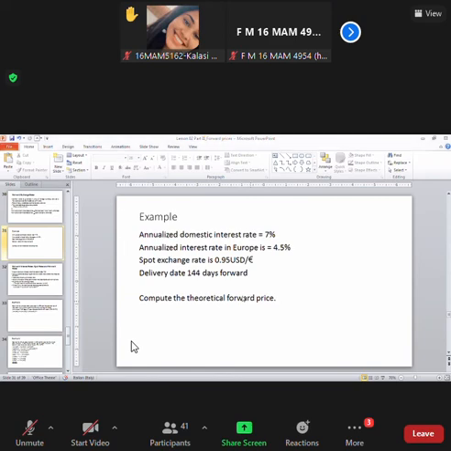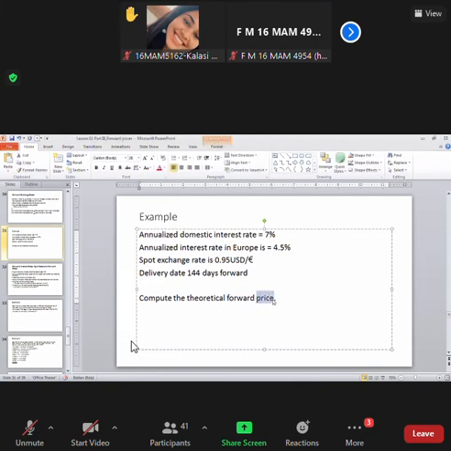What is the theoretical forward? Actually, you can call it the theoretical forward exchange rate.